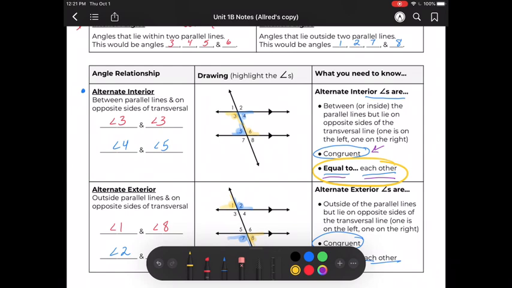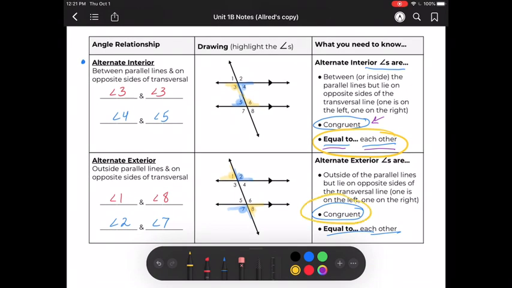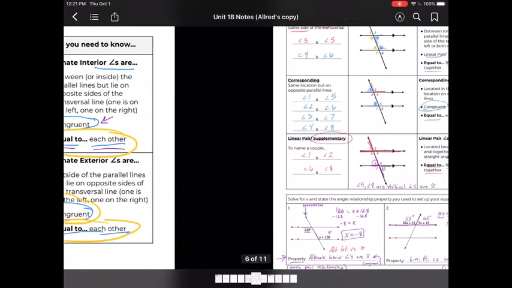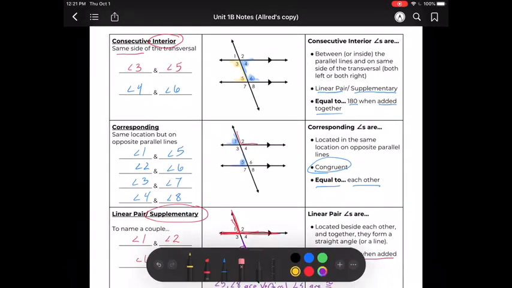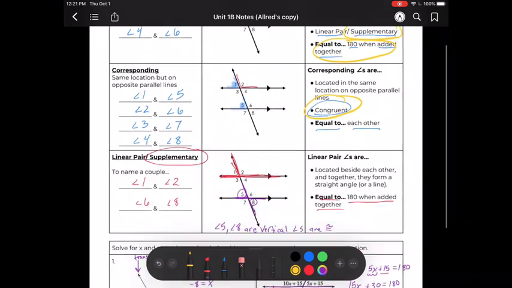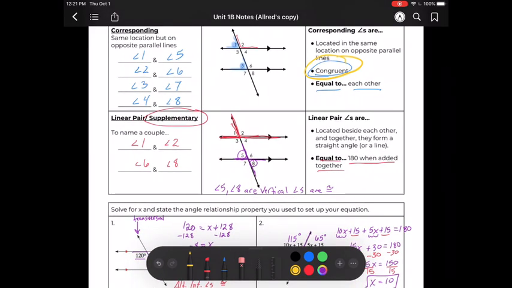They're congruent, they're equal to each other. Alternate exterior angles are also congruent or equal to each other. Consecutive interior angles are supplementary, or they equal 180 when added together. Corresponding angles are also congruent. And then linear pair and vertical angles are also important.